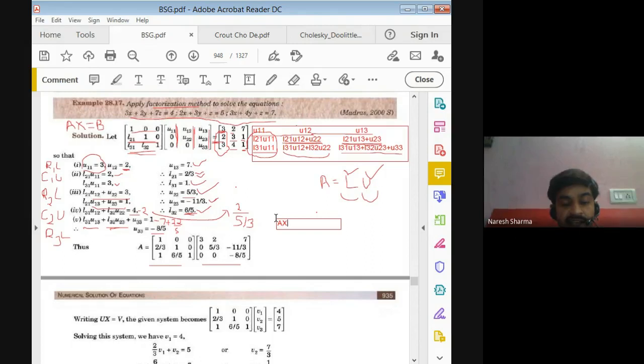once you get the L and U, we know that your AX is equal to your B, and A is your LU, so it is LUX equal to B. Now at this stage, we let UX equal to some new variable, that is V. If we put this value in the above equation, then your LUX can be written as LV is equal to B. So we find the V from this and put this V in the above equation, and we get the value of your X.